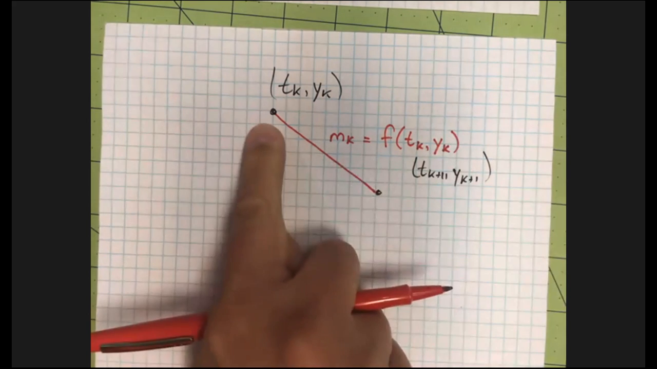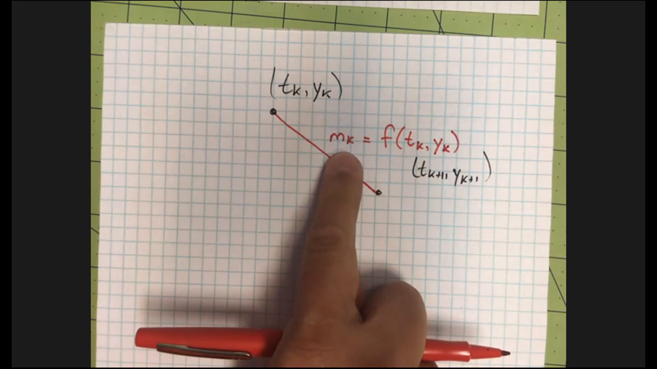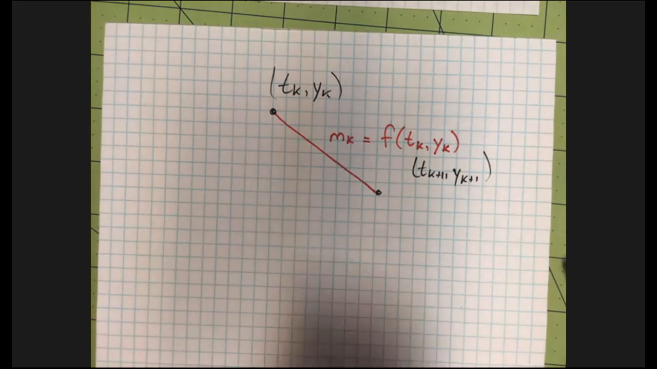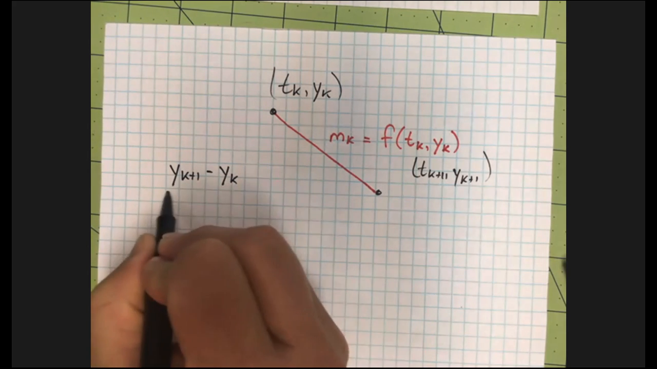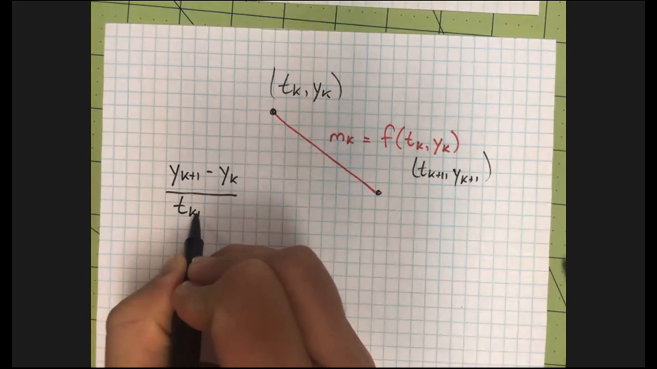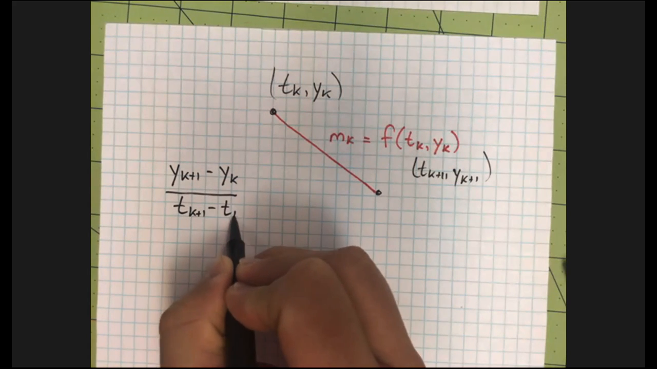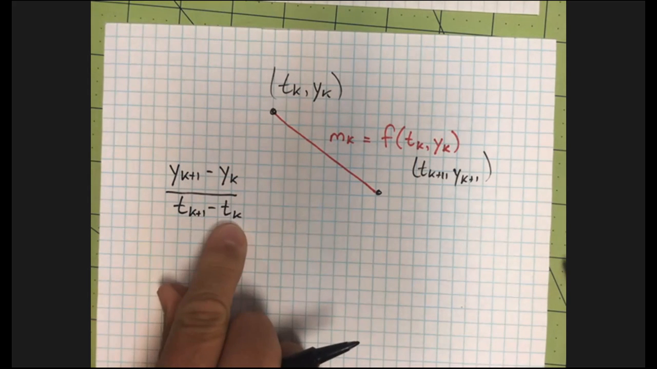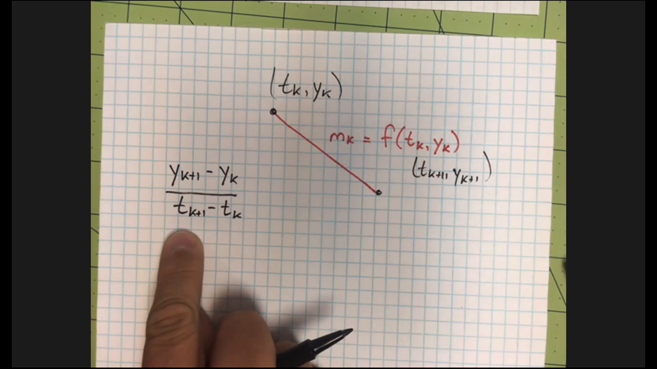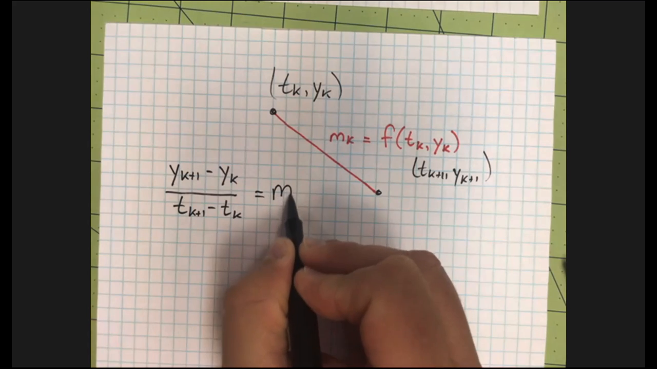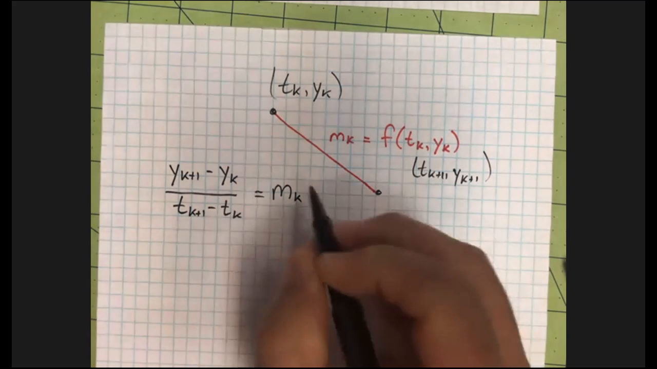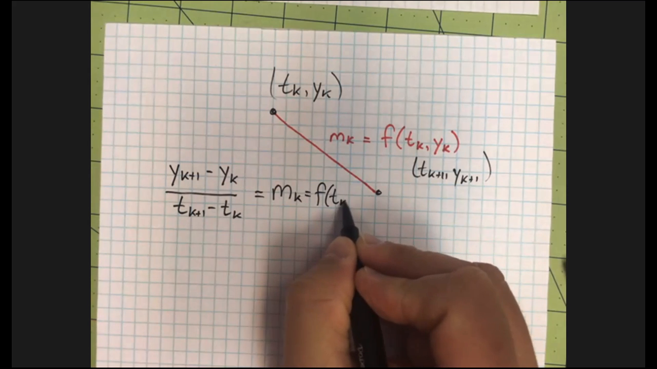But if anybody gives me 2 points, I know I can also find MK by just using those 2 points. How do you use those 2 points? YK plus one minus YK divided by TK plus one minus TK. You know, we're often using T for our independent variable because we so often refer to time. You can use X for independent variable if you want. Depends on what tool you're using. You can use any letter you want as long as you keep your letters straight. But this ratio has to be equal to that MK, which is f of TK, YK.